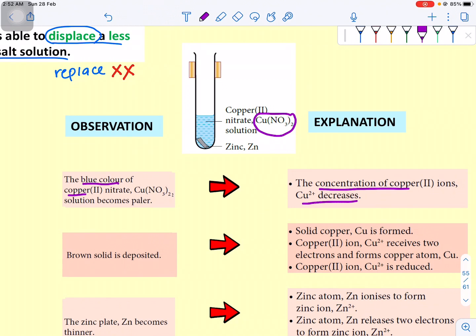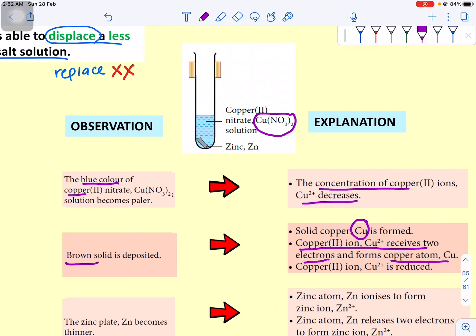And a brown solid will be deposited. So why after a while do we get the brown solid? The brown solid is because of the formation of copper. Walaupun pada asalnya kita ada zinc metal, tak ada pun copper metal, but during the reaction kenapa kita keluar warna brown? Sebab kita menghasilkan copper. Why can copper form? Copper forms because during the reaction copper(II) ion gains electrons and then forms copper atom, meaning that Cu2+ becomes Cu.